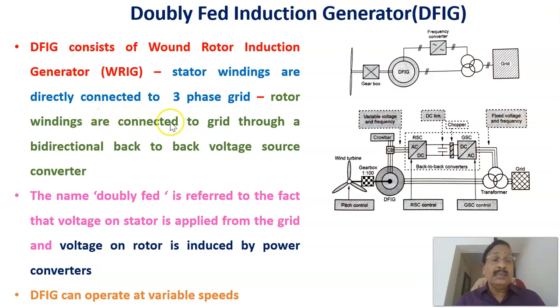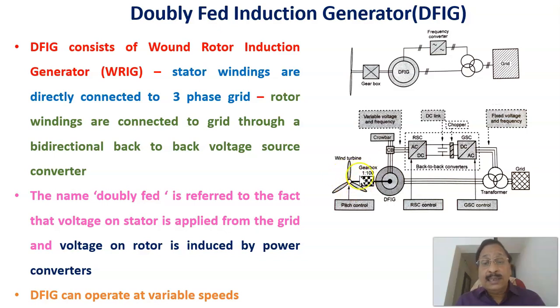And the rotor windings are connected to the grid through a bidirectional back-to-back voltage source converter. That is, the rotor is connected to the grid, this is also grid, through a back-to-back connected voltage source converter. The same diagram is shown here.